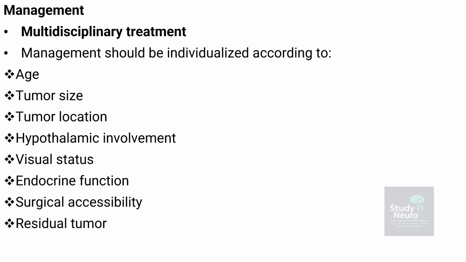The size and location of the tumor help determine whether surgery is technically feasible, while hypothalamic involvement can make aggressive treatment more hazardous because this region has important roles in appetite, metabolism, behavior, and endocrine regulation. Visual status and existing endocrine function also need careful assessment before treatment, since damage to the optic pathways or pituitary system may produce permanent deficits. Surgical accessibility matters as well, particularly when the tumor lies next to critical structures. Finally, any residual tumor must be considered when deciding whether further surgery, radiotherapy, or continued surveillance is appropriate.